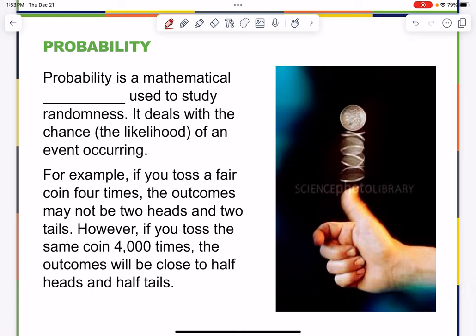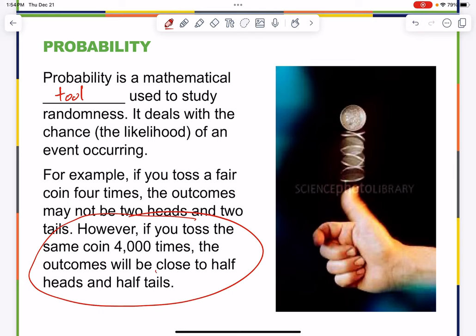Probability is a mathematical tool used to study randomness. It deals with the chance or the likelihood of an event occurring. For example, if you toss a fair coin 4 times, the outcomes may not be 2 heads and 2 tails. However, if you toss the same coin 4,000 times, the outcome will be close to half heads and half tails. A very basic example of probability in play.